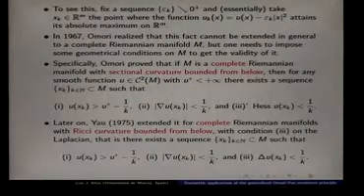Later on, Yau extended it to complete Riemannian manifolds with Ricci curvature bounded from below, replacing condition 3 prime by condition 3 on the Laplacian of the function. So for complete Riemannian manifolds with Ricci curvature bounded from below, this is also true, the existence of that sequence.